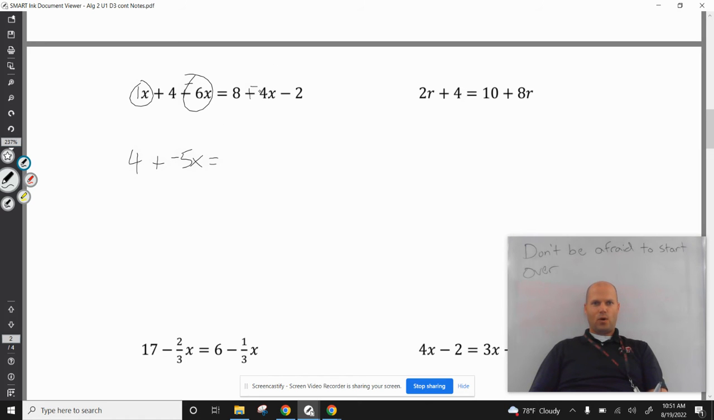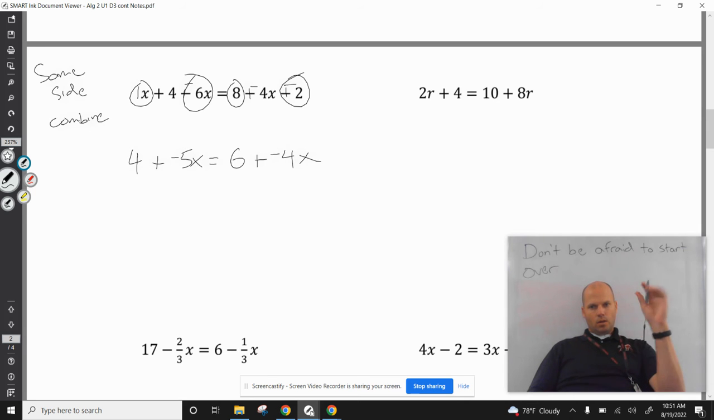I owe 4 apples. I owe 2 oranges. I have 8. I owe 2. I have 6. I net 6. This was just step 1, same side combine. Step 2, variables on 2 sides. Eliminate so that they remain.